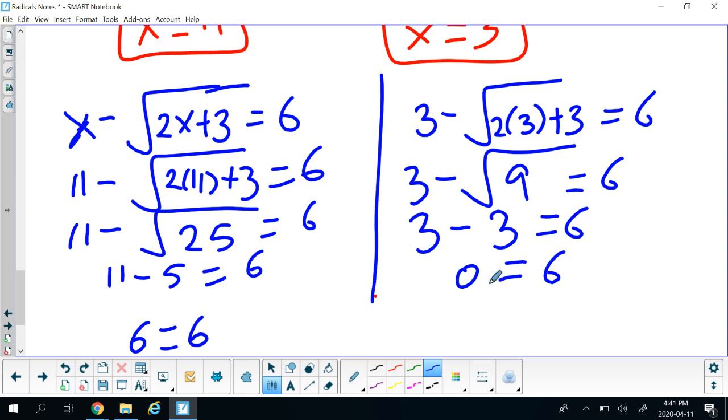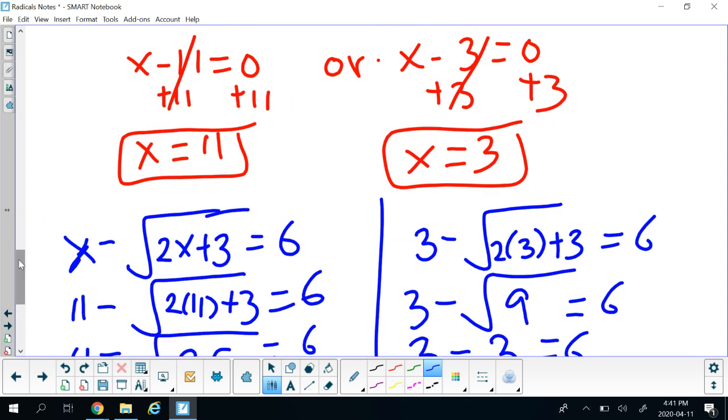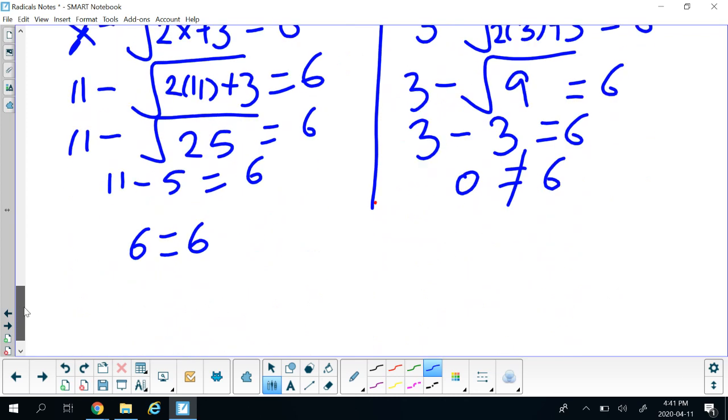Is this true? 0 equal to 6? No, it is not true, right? So left side is not equal to right side. It means that x equal to 3 is not the solution. So this is not the solution. So our only solution is x equal to 11.